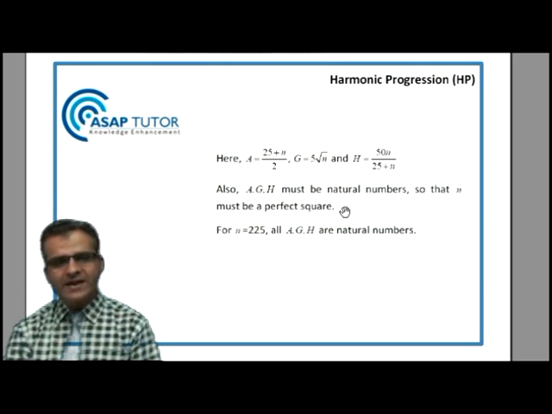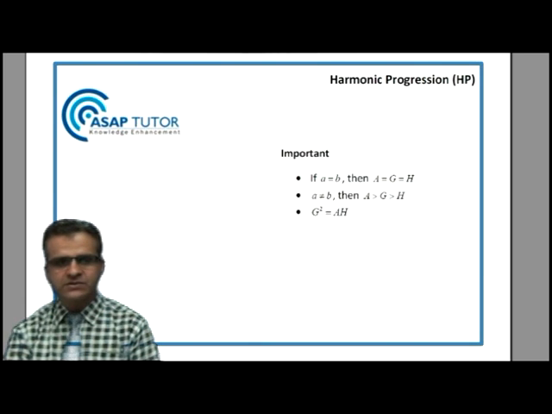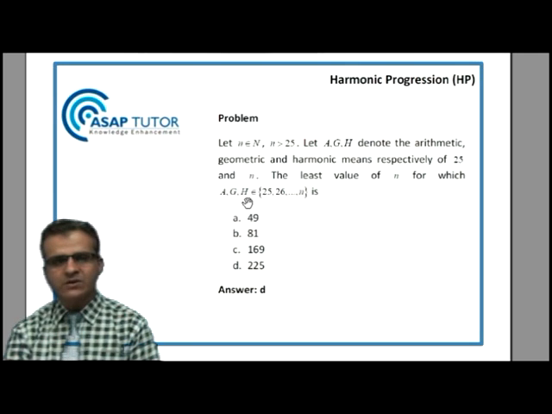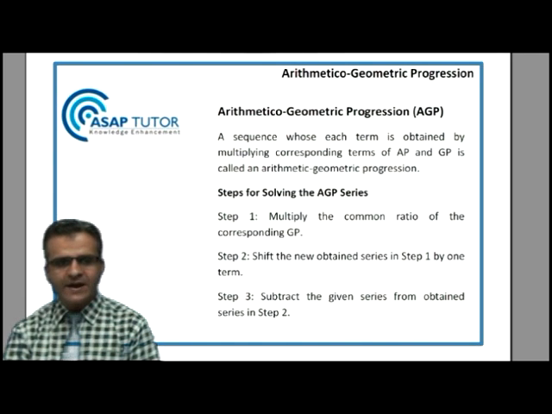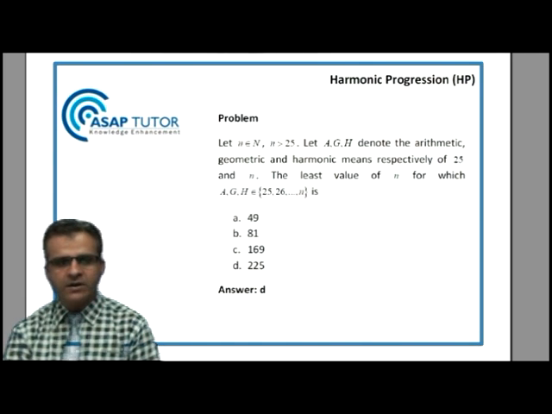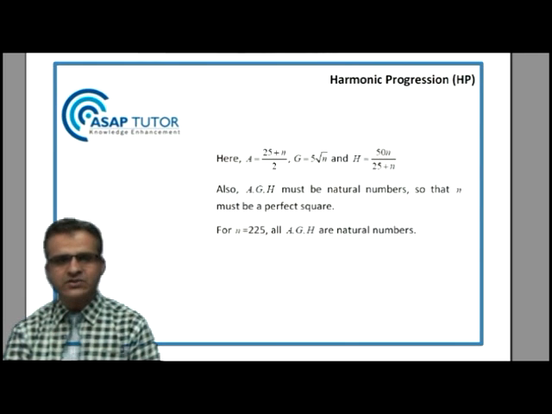Now it has already been given that A, G, H belong to the set of natural numbers starting from 25 up to n. So therefore the values that we get here for A, G and H should be natural numbers. So (25 plus n) by 2 should be a natural number, 5 square root of n should be a natural number, and 50n by (25 plus n) should be a natural number.